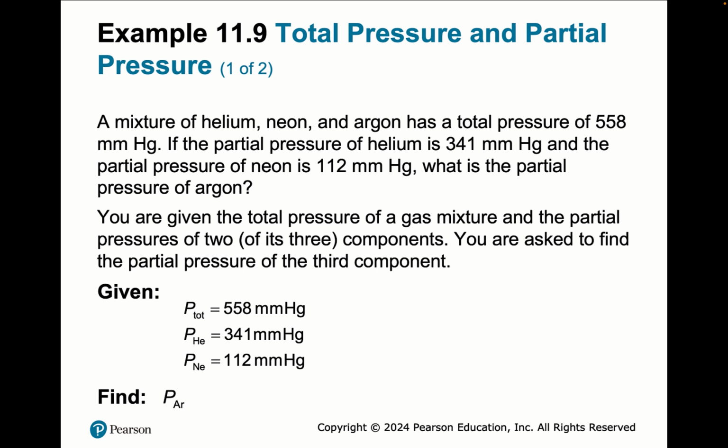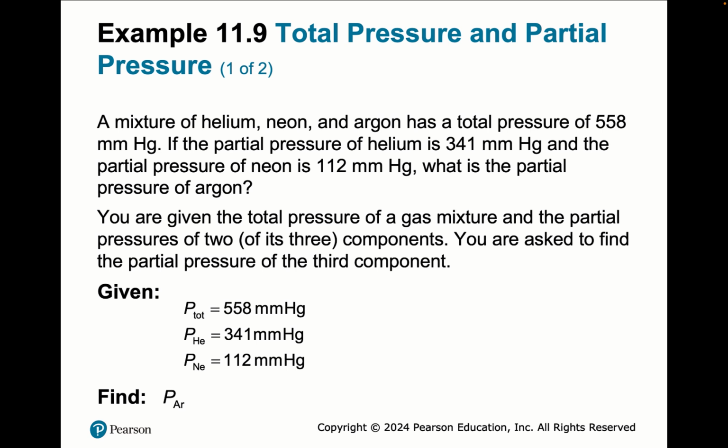So, total pressure and partial pressure. When you deal with ideal gases, they don't interact, so you can just throw different gases in there and the pressures just add. A mixture of helium, neon, and argon has a total pressure of 558 millimeters of mercury. The partial pressure of helium is 341, and the partial pressure of neon is 112. What is the partial pressure of argon?